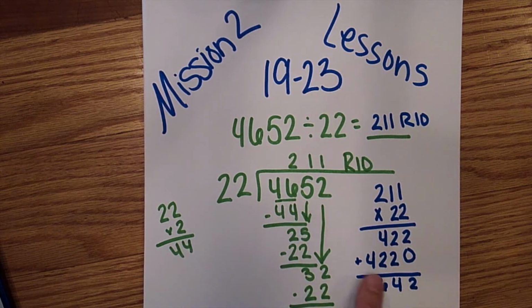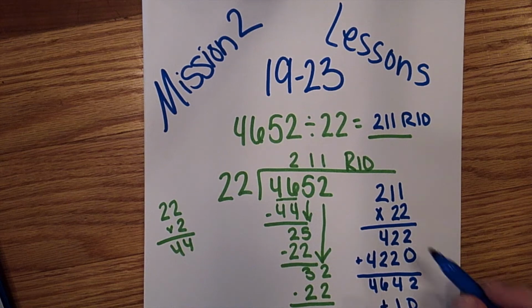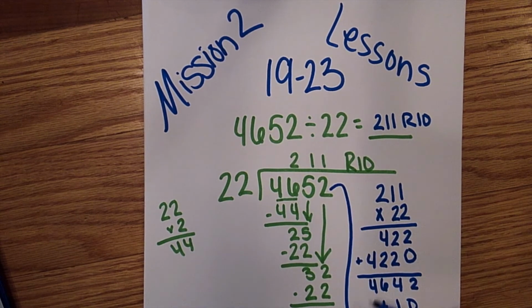Well, look, these don't match. But if I took my remainder and I added it to my product, now I can see that these two things match and I must have divided the right way.